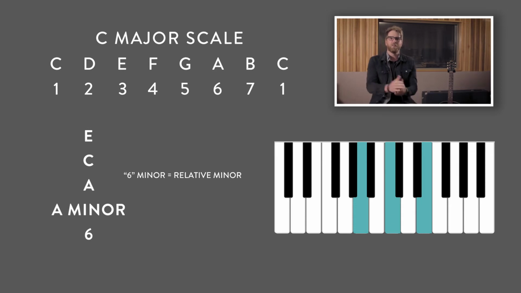But here's a little extra info. This note is also called the relative minor. This note relates the C major scale to the A minor scale. And if you look at these scales side by side, you'll find that the scales contain the exact same notes.